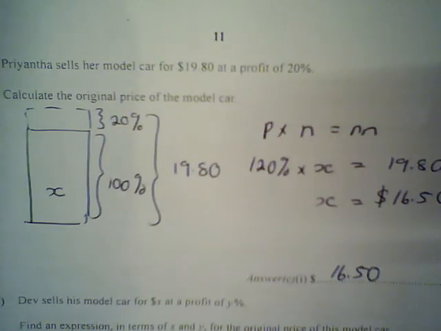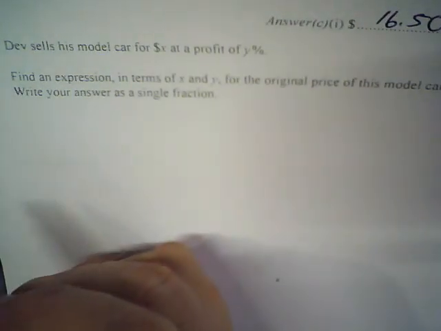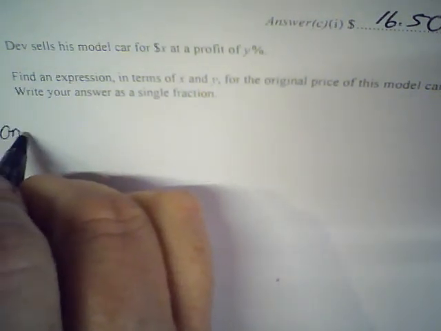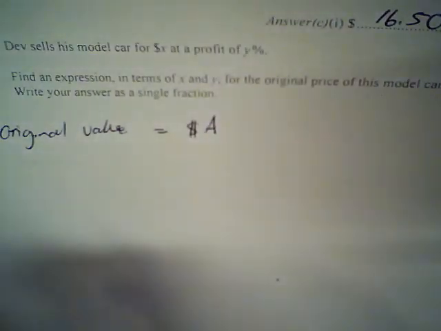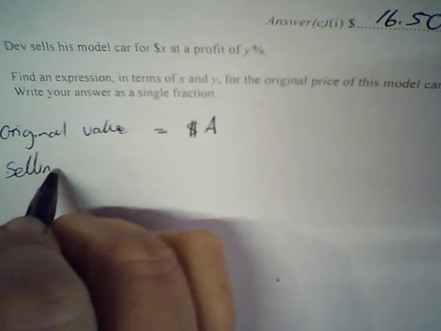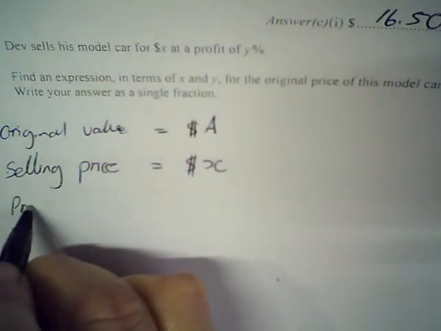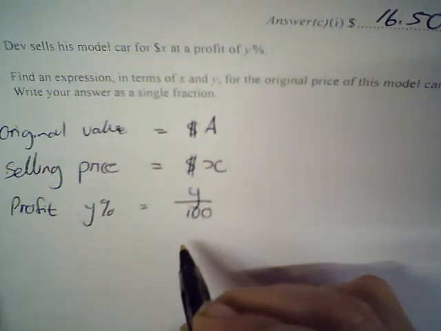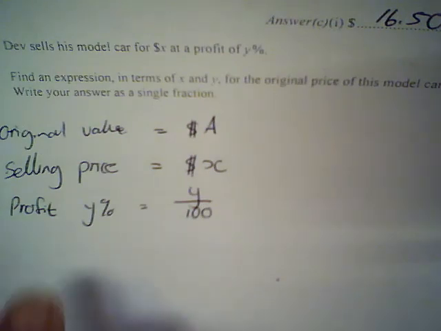$16.50. Now Dev sells his model car for X dollars at a profit of Y percent. Find an expression in terms of X and Y for the original price of his model car. I have to think about this a little bit differently. My original value, we can say, was A. We just make up a number. Then the selling price is X dollars. Then the profit at Y percent would be Y over 100, because I need to put it in decimal form.